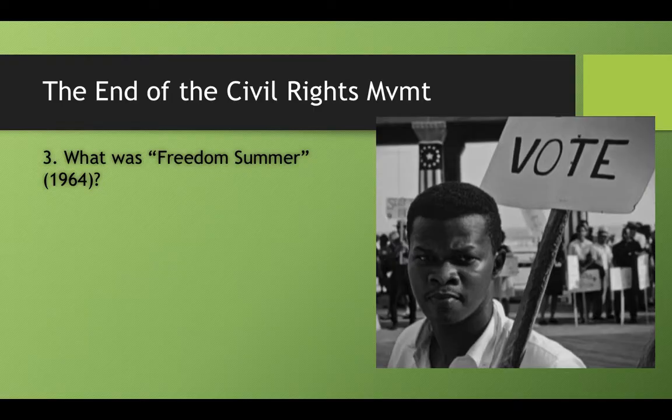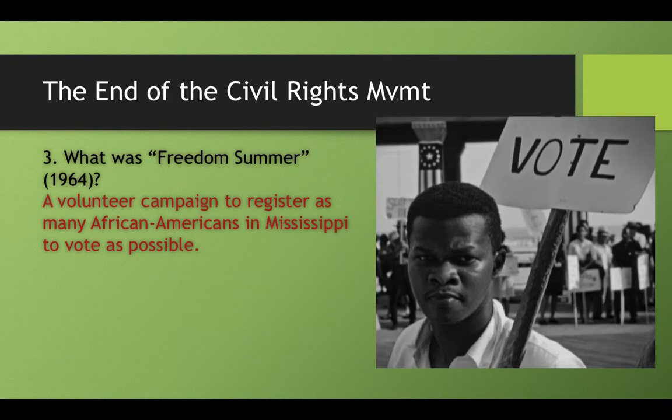One of the major events towards the end of the civil rights movement in the 1960s was called Freedom Summer. This actually took place in Mississippi. Our home state is the home to a lot of the major events of the civil rights movement. That's why the Civil Rights Museum is in Jackson.